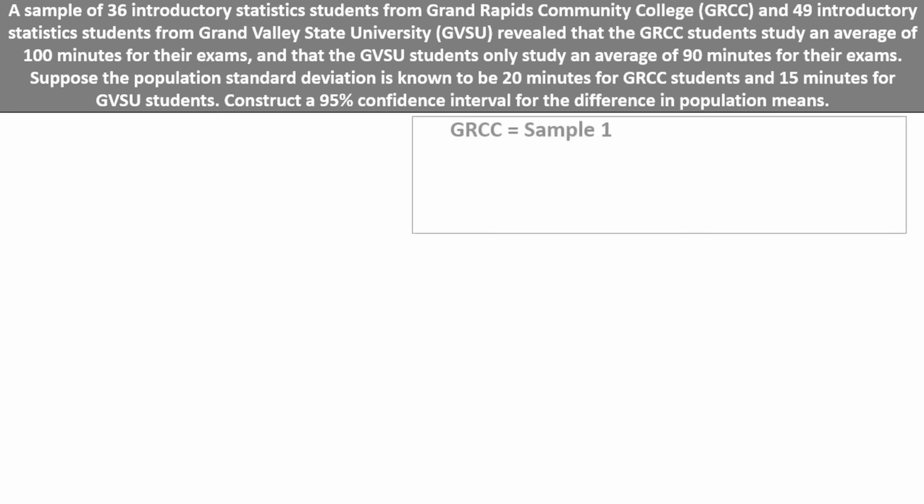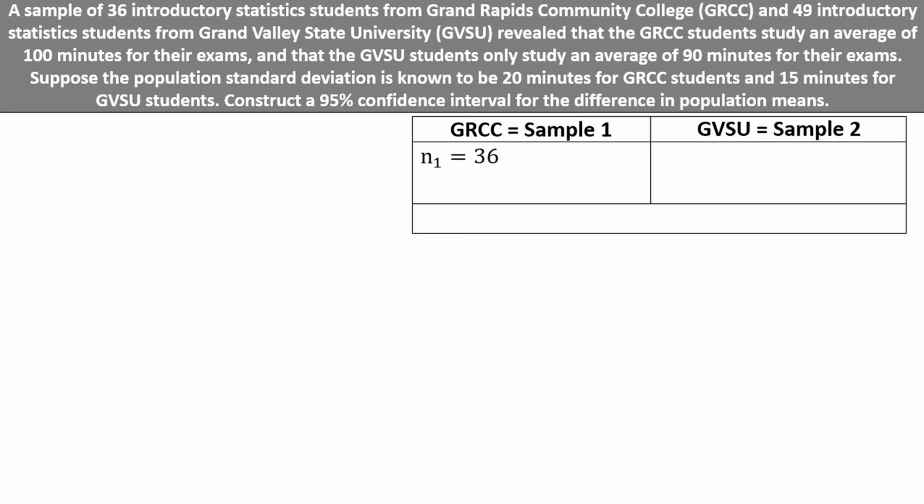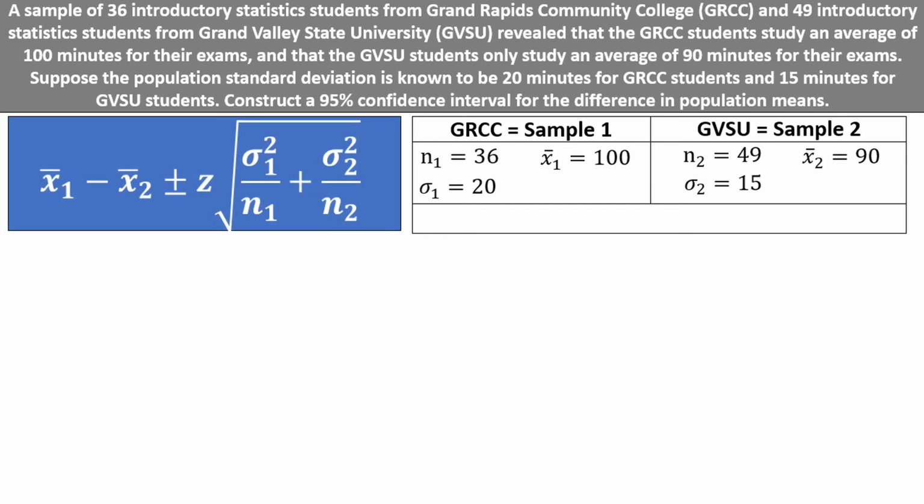If we let sample 1 represent GRCC and sample 2 represent GVSU, we have the sample size n1 of 36 and n2 equals 49. The first sample mean x bar 1 is 100, and x bar 2, the second sample mean, is 90. The population standard deviations are sigma 1 equals 20 and sigma 2 equals 15. Since we know the population standard deviations, we have scenario 1, and we can use the z-distribution to create our confidence interval, which corresponds to this formula.